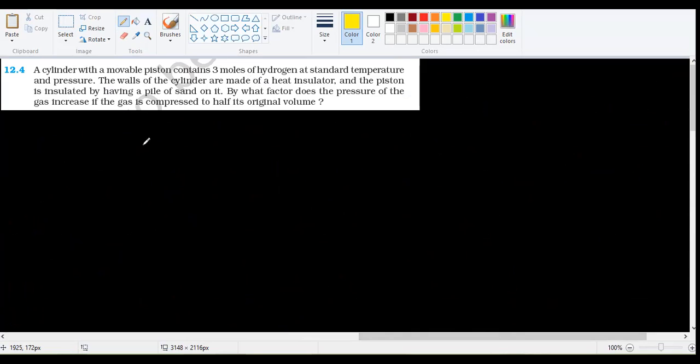A cylinder with a movable piston contains 3 moles of hydrogen at STP, standard temperature and pressure. The walls of the cylinder are made of a heat insulator. The piston is insulated by having a pile of sand on it. By what factor does the pressure of the gas increase if the gas is compressed to half its original volume? So drawing is the language of engineers and scientists. The first thing is to convert it into a drawing.